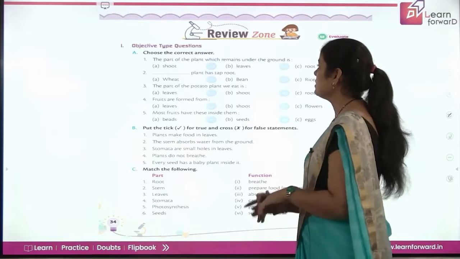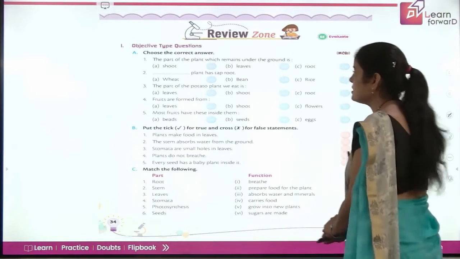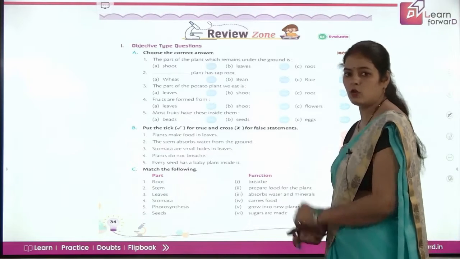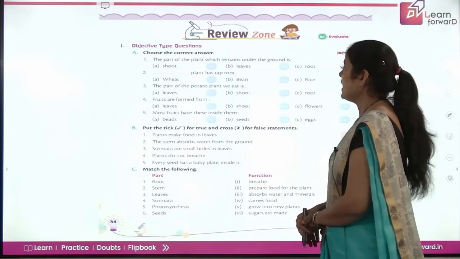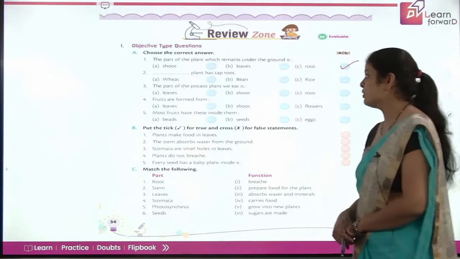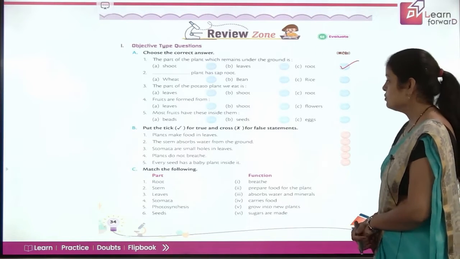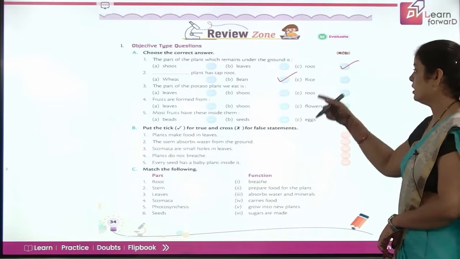Okay, now sum up the chapter with the exercise. So the first question says the part of plant which remains under the ground, below the ground, that is not visible, is root. Dash plant has taproot. Out of these, which one has taproot? Wheat, bean and rice. So bean has taproot, wheat and rice has fibrous root.